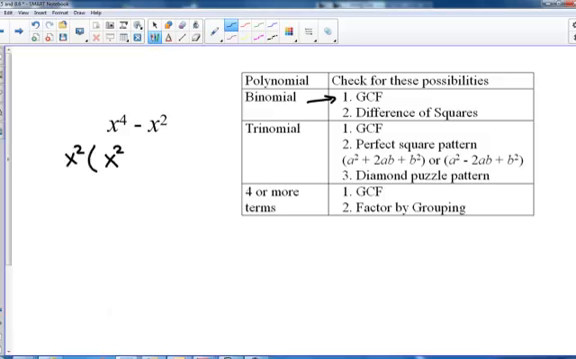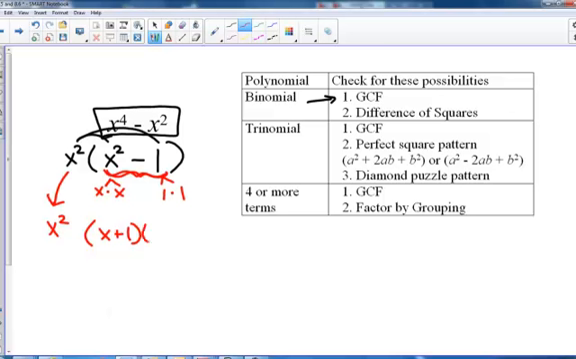This is the difference of squares. That's x times x. This is 1 times 1. So I'm going to bring my x squared down, and then this factors into x plus 1, x minus 1. You could have the minus 1 first or second, it doesn't matter. You can multiply the whole thing out to check and see if you did it right.